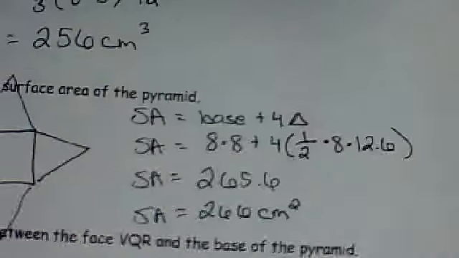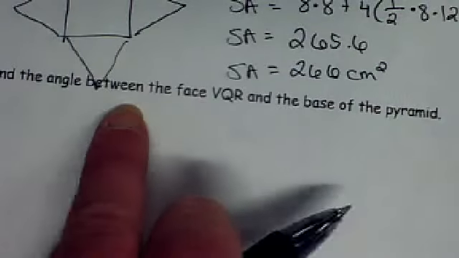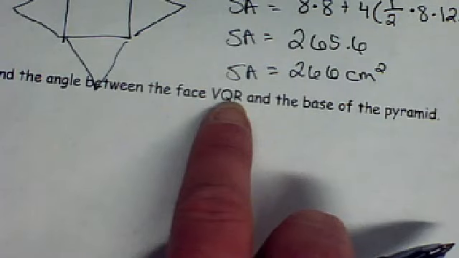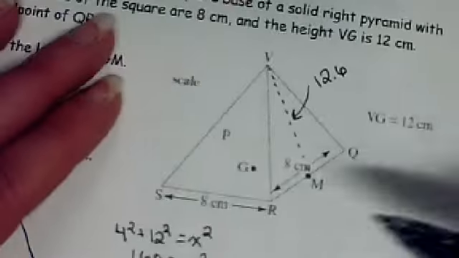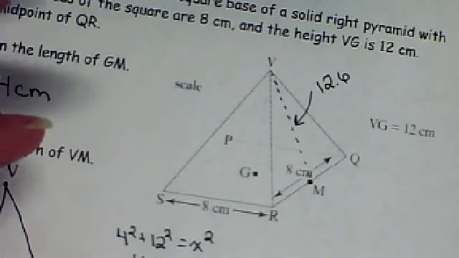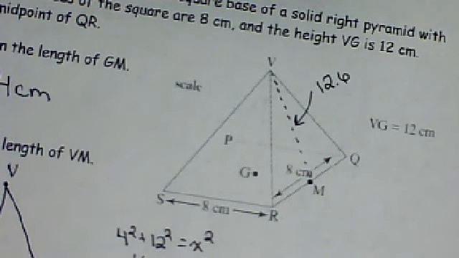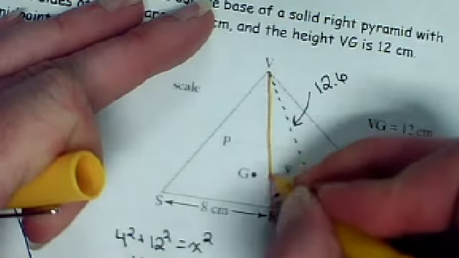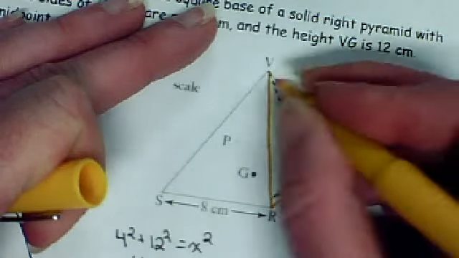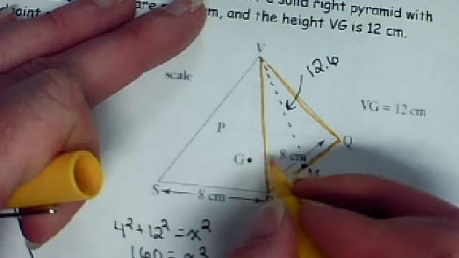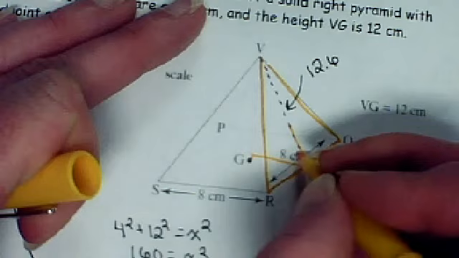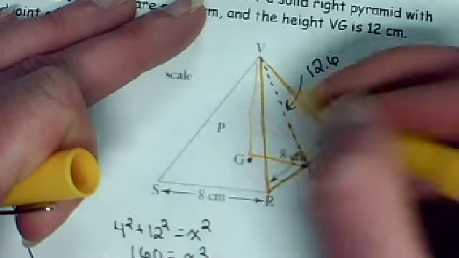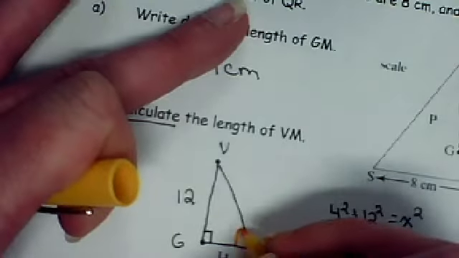Last one is an angle question. Find the angle between the face VQR and the base of the pyramid. Oh gosh, the visualization is hard here. VQR, let me see if I can kind of do this in a different color here. VQR is here, right? And we want to find the angle it's making with the base. Isn't that really this angle? Right there? This angle? Right here?